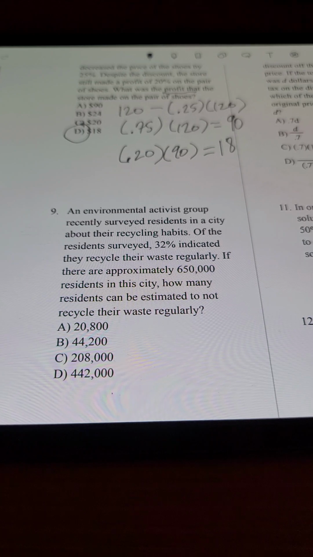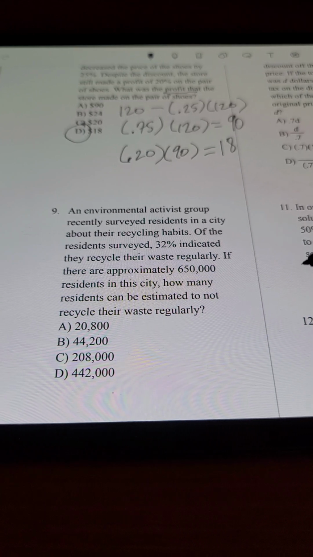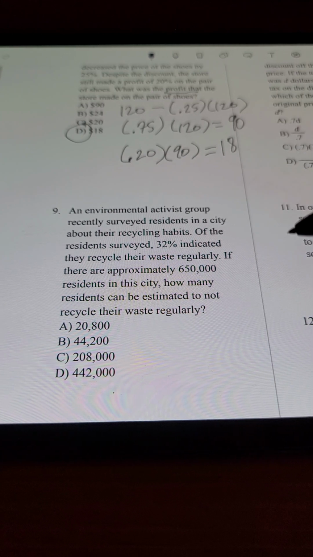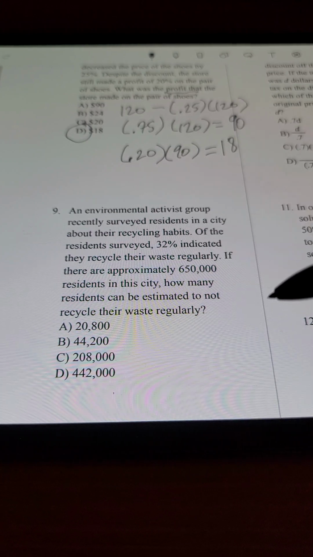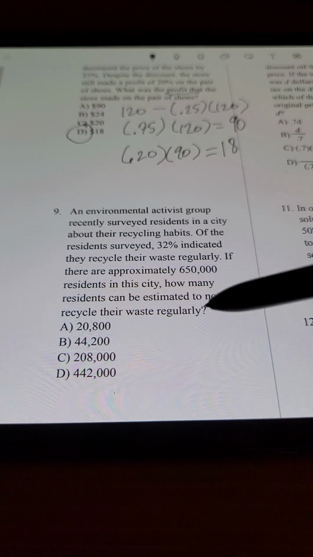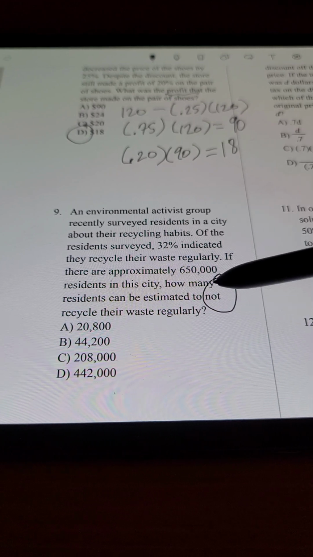Number 9 says an environmental activist group recently surveyed residents in a city about their recycling habits. Of the residents surveyed, 32% indicated that they recycled their waste regularly. If there are approximately 650,000 residents in the city, how many residents can be estimated to not recycle their waste regularly?